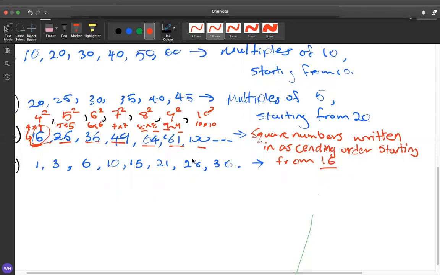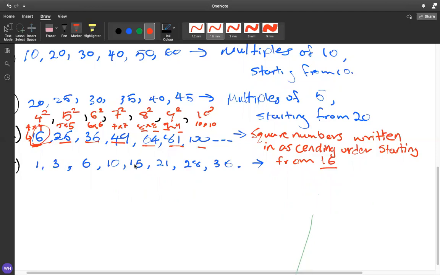Right, what about this number pattern? 1, 3, 6, 10, 15, 21, 28, 36. Just a moment before we discuss it. Triangular numbers. Yes, those are triangular numbers. And from where do we start? From 1. And is it in ascending order or not? Ascending order. Yes, it is in ascending order, right? So you can write it this way.